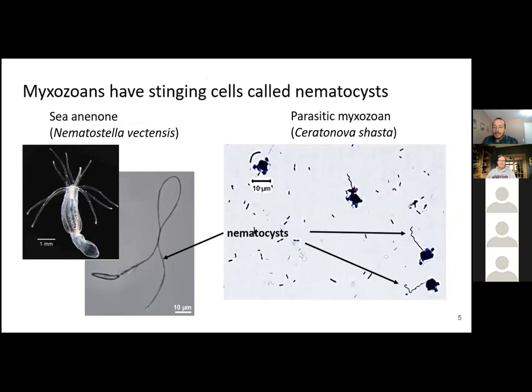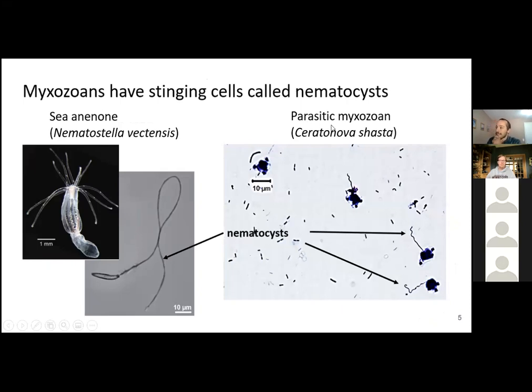So we know that these myxozoans, these fish parasites, are part of the phylum Cnidaria, and we're interested in what they retained and what they've lost. You look at a classic cnidarian, something like a sea anemone. It's got these nematocyst stinging cells. They're about 10 microns long.